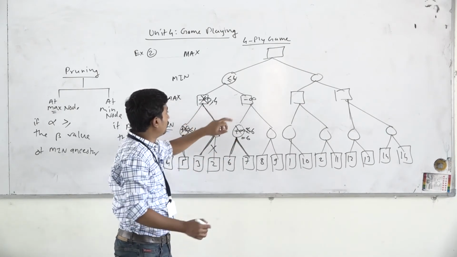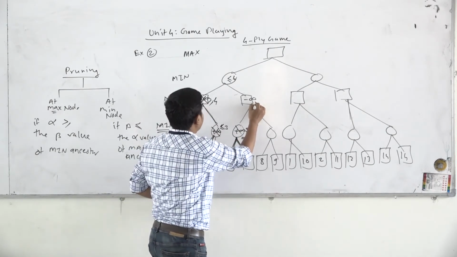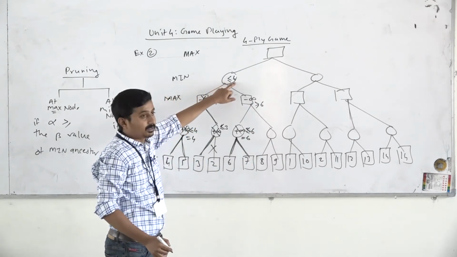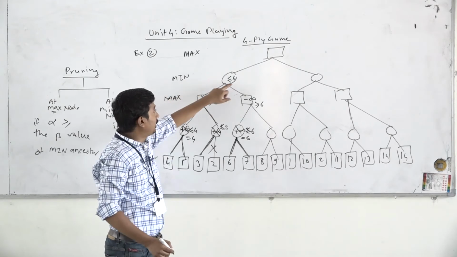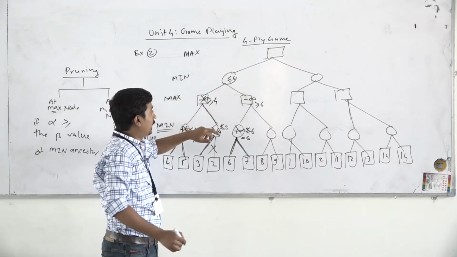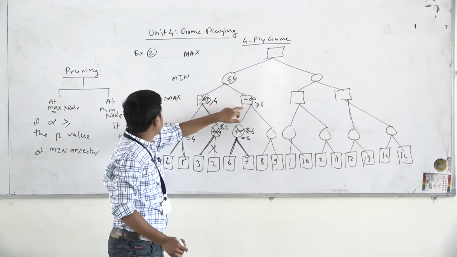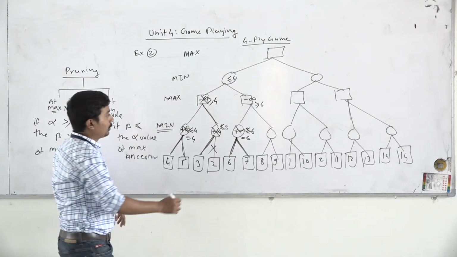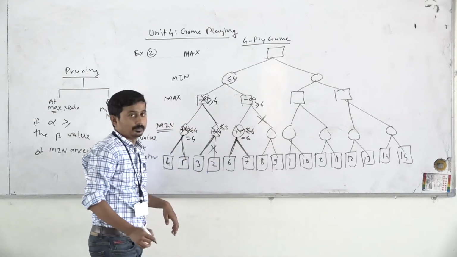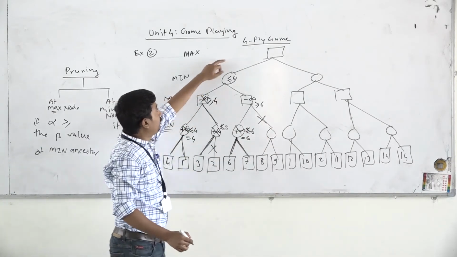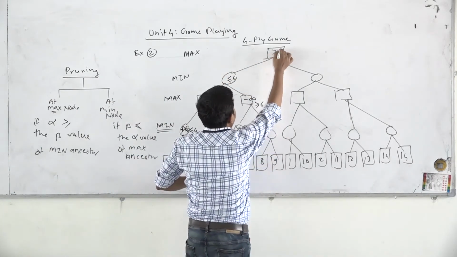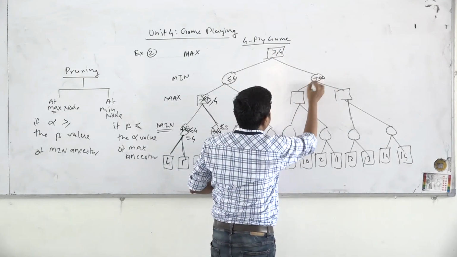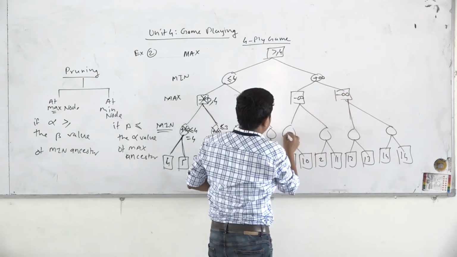Now this max node is expecting a value greater than 6. But the min node has a branch which is giving it a value of 4. So at this moment, at this max node, if alpha is greater than beta, then we can prove that this branch is pruned. Then we will come here. This max is expecting a value greater than 4. So here also we have minus infinity, plus infinity.